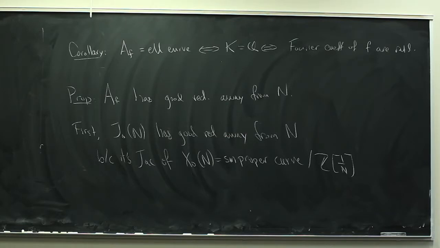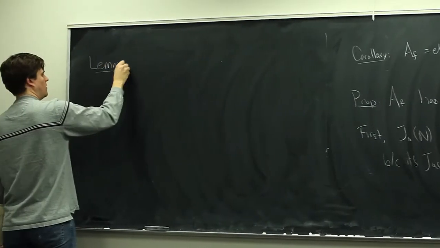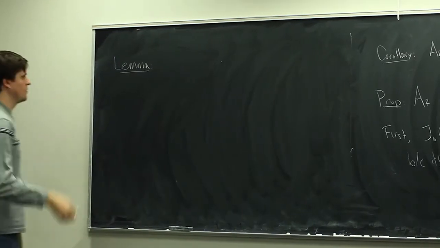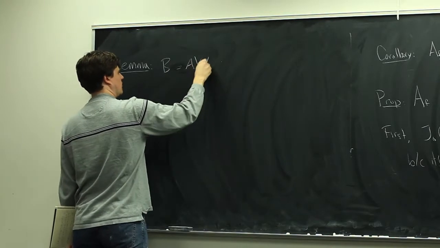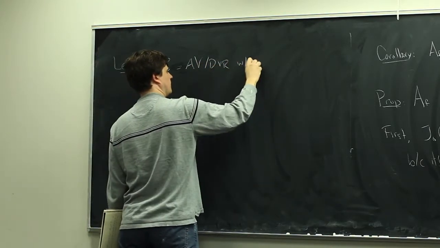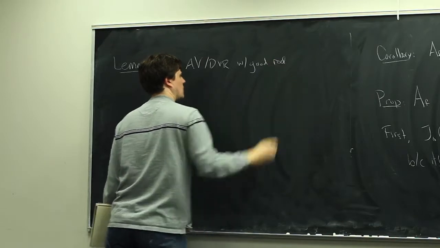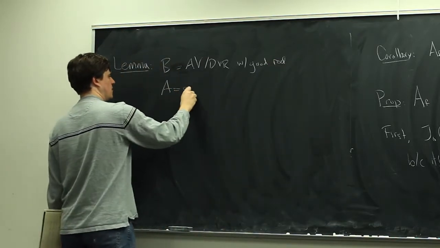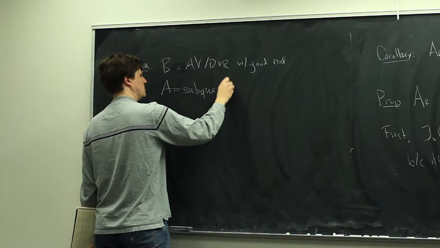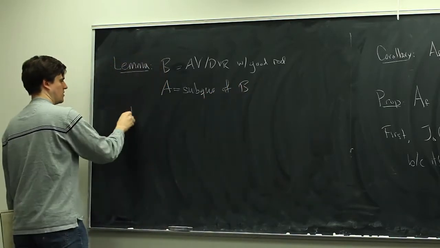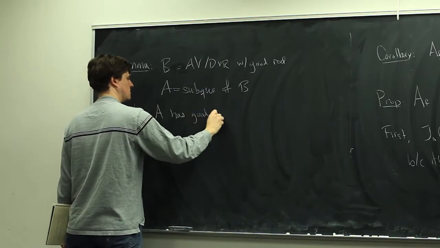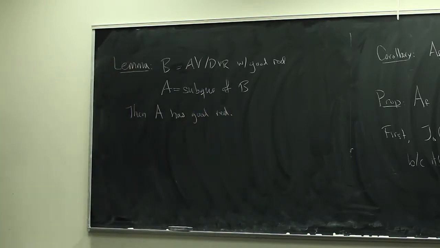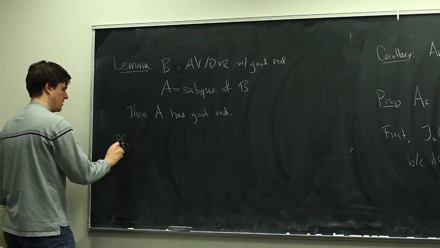So now we just use this lemma, which is what Ari was saying: if B is an abelian variety over a DVR with good reduction, and A is a subquotient of B, then A also has good reduction. And the proof is to just use the Néron-Ogg-Shafarevich criterion.